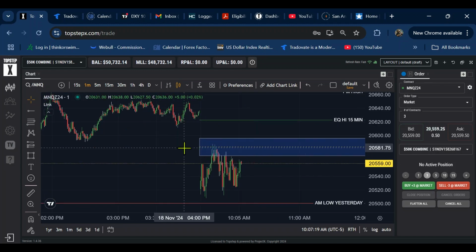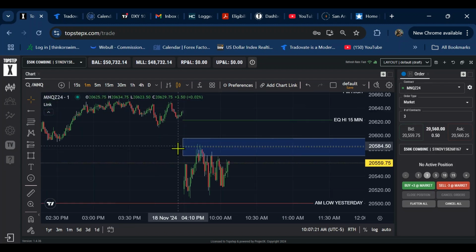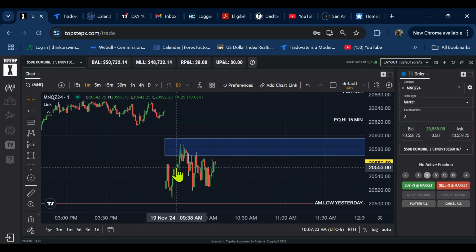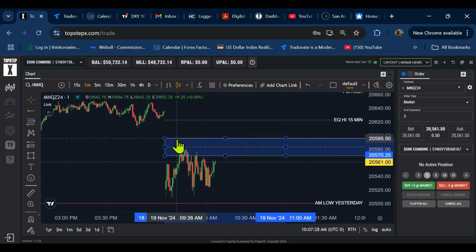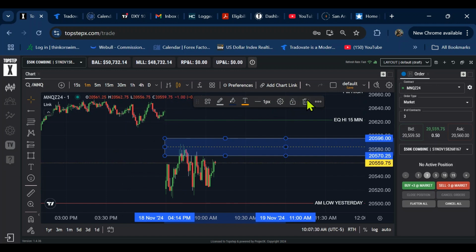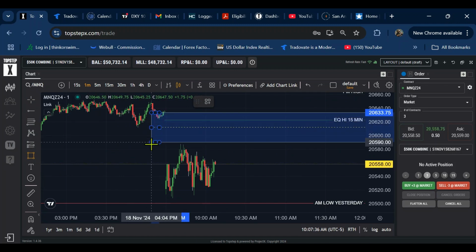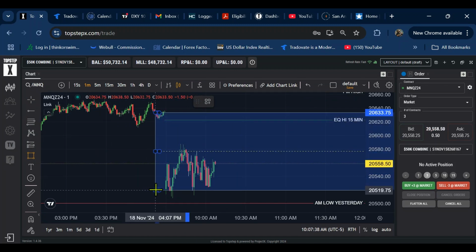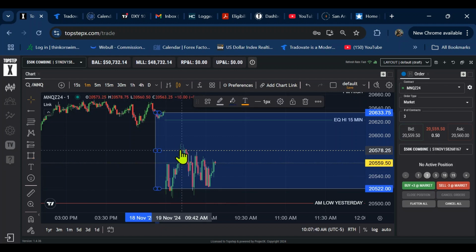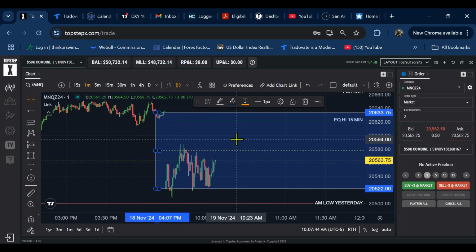As you can see right here, we open with a nice gap down. Typically, this gap will fill in the first 30 minutes. Let's put a mark on it. We open there. It'll fill 50% of the way in the first 30 minutes, and it did. Will it fill the remainder of the way?